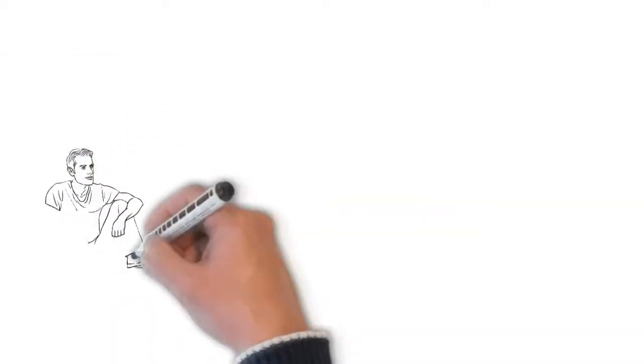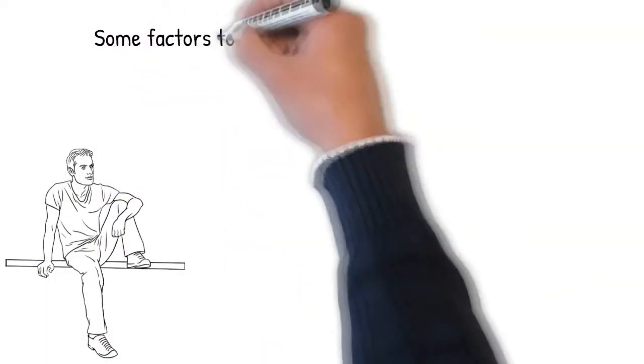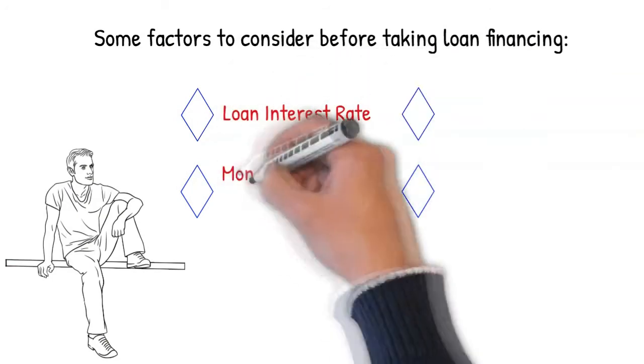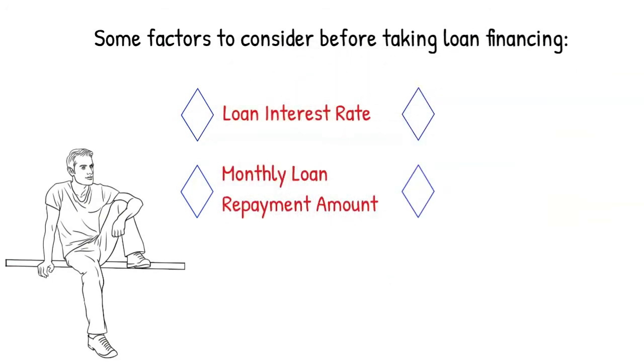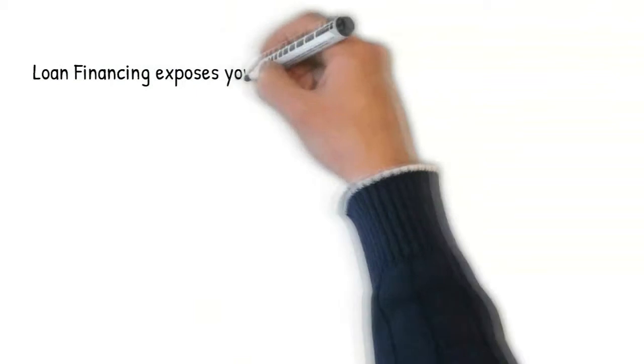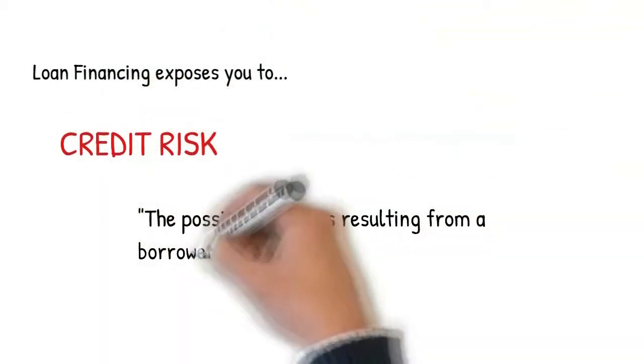Before you opt for loan financing, there are factors that you must consider seriously. Among them, the loan interest rate, the monthly loan repayment amount, the unit trust scheme's income distribution rate, and the unit trust scheme's price fluctuations. Also, consider whether you are willing to be exposed to the credit risk associated with using loans.